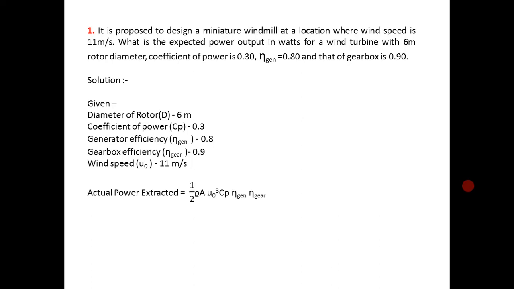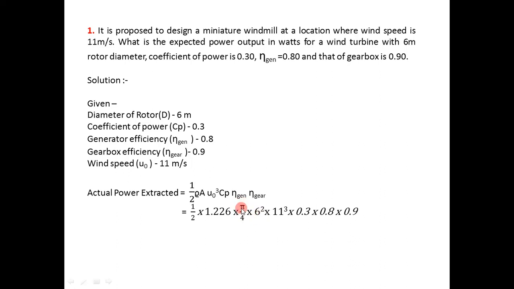So, the formula is actual power extracted is 1 half rho into area into velocity cube into coefficient of power into efficiency of generator into efficiency of gearbox. Putting all the values, that is 1 by 2 into density. This density is the general density of air at 1 atmospheric pressure and temperature of 15 degrees Celsius. It is 1.226 kilogram per meter cube. If in numerical the density is not given, we generally take this density of air.